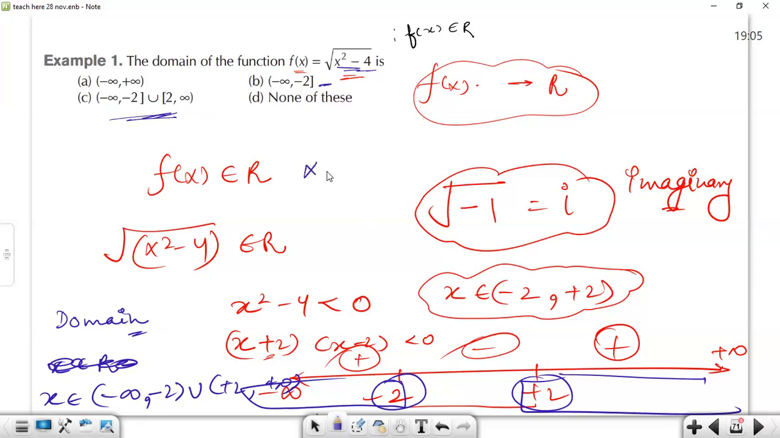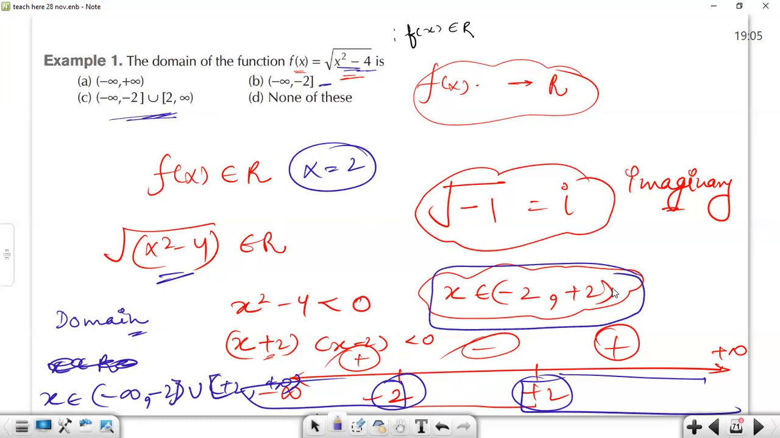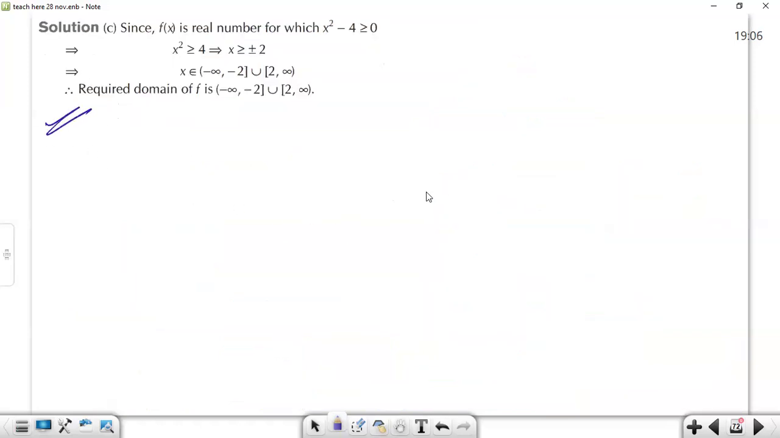Now, if we take x as 2, the function becomes 0, which is not a problem for us. So we can include minus 2 and plus 2. Here we were discussing the values which we have to exclude. So from the domain of real numbers, this particular interval we have to exclude. It means minus 2 and plus 2 are not excluded, so we can include these values in our domain. That's why the square bracket is there. Second answer. Yes, it is correct. Okay.